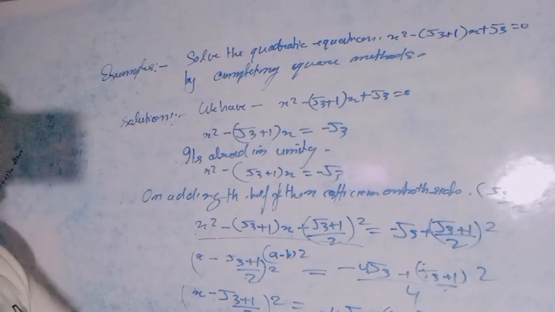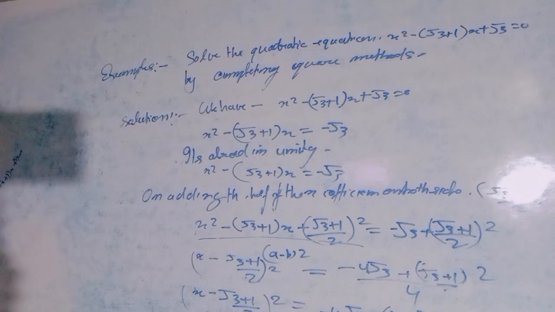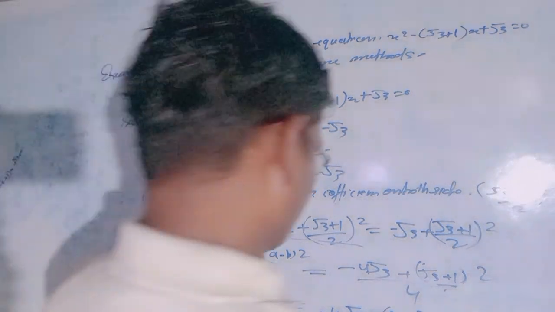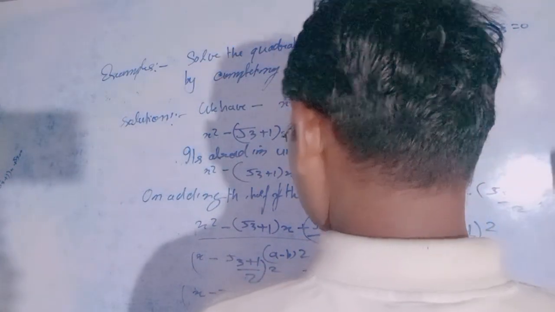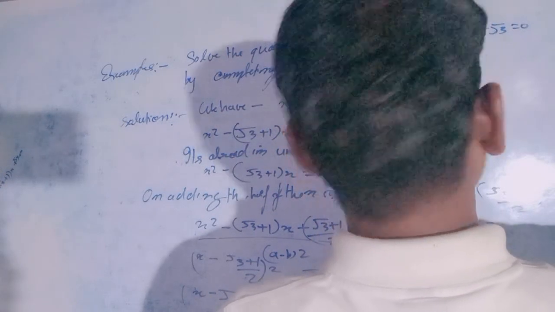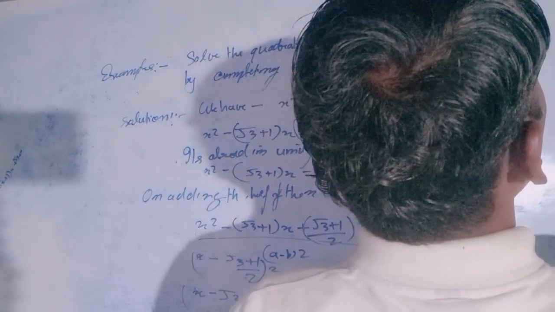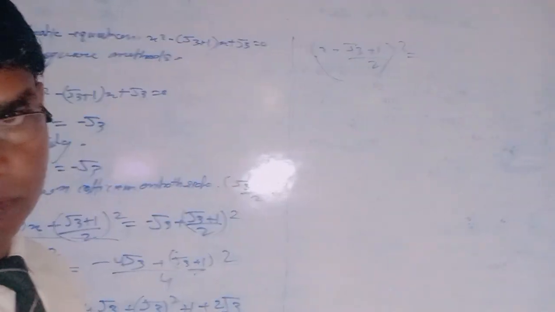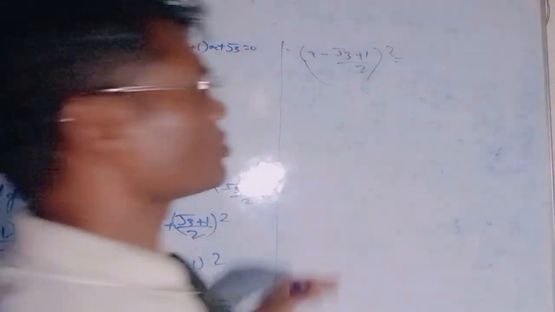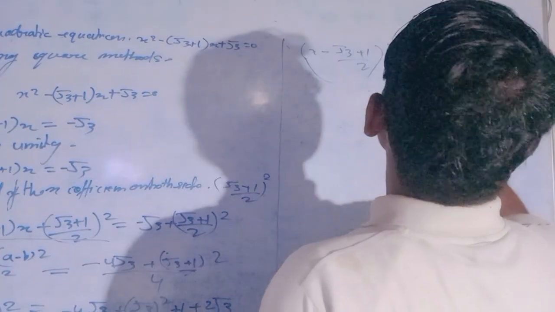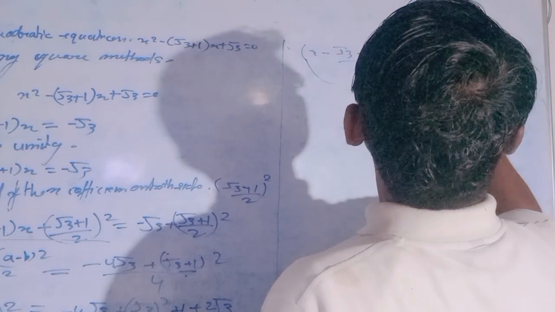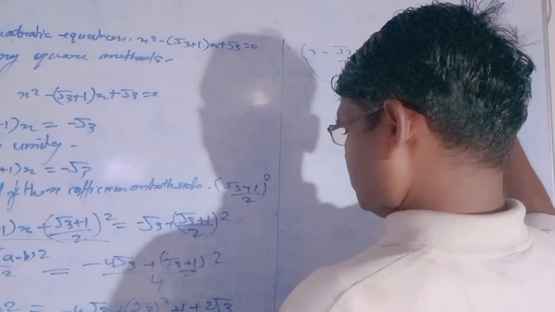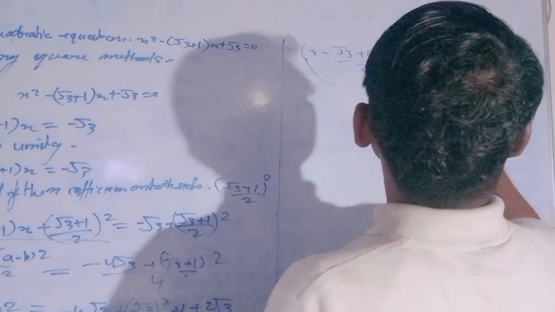So now further we will solve these equations by transposing both equations. We will see here this can be written in the form of (x - (√3+1)/2)² is equal to (√3)² + 1 - 2√3 by 4.